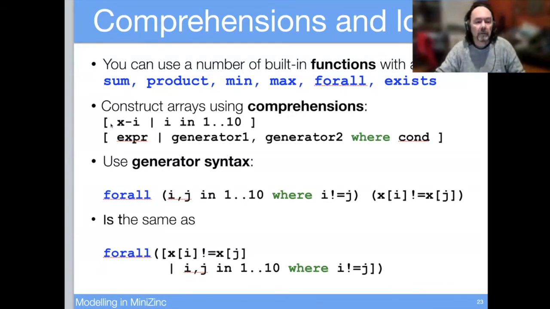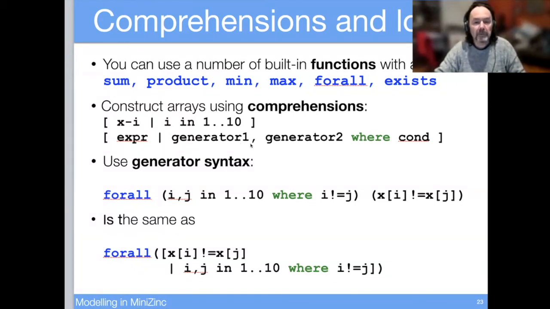So this builds an array with 10 elements in it because i is varying from 1 to 10, which has this expression in it, x minus i, right? So x minus 1, then x minus 2, then x minus 3, up to x minus 10. And x could be a decision variable, right? It doesn't have to be a fixed value. We could be building up a set of decisions, essentially. And so the format is basically, here's the expression you're going to build multiple copies of.